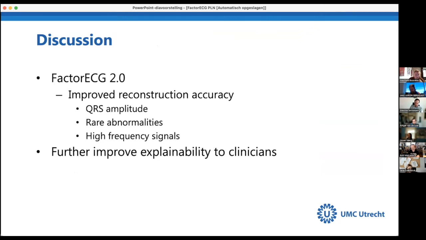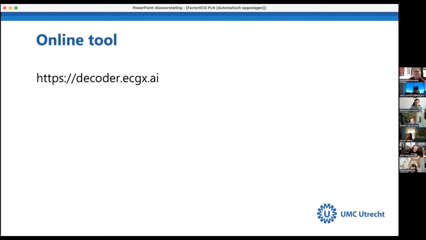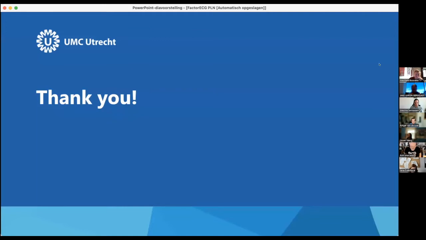Some things that need to be improved are especially that it's not perfect yet. So the reconstructions are not 100% the same as the ECG that we use as input. So we're looking into whether we can improve that. And we are looking into new ways to make this more explainable to clinicians, because it still needs a lot of explanation to understand the concept of this. And that's also something we want to improve. And there's an online tool where you can visualize what's going on. So you can change all these different factors and you can see the ECG changing, which is quite nice, but I don't think we have much time for that now. Thank you, and I hope there are questions.